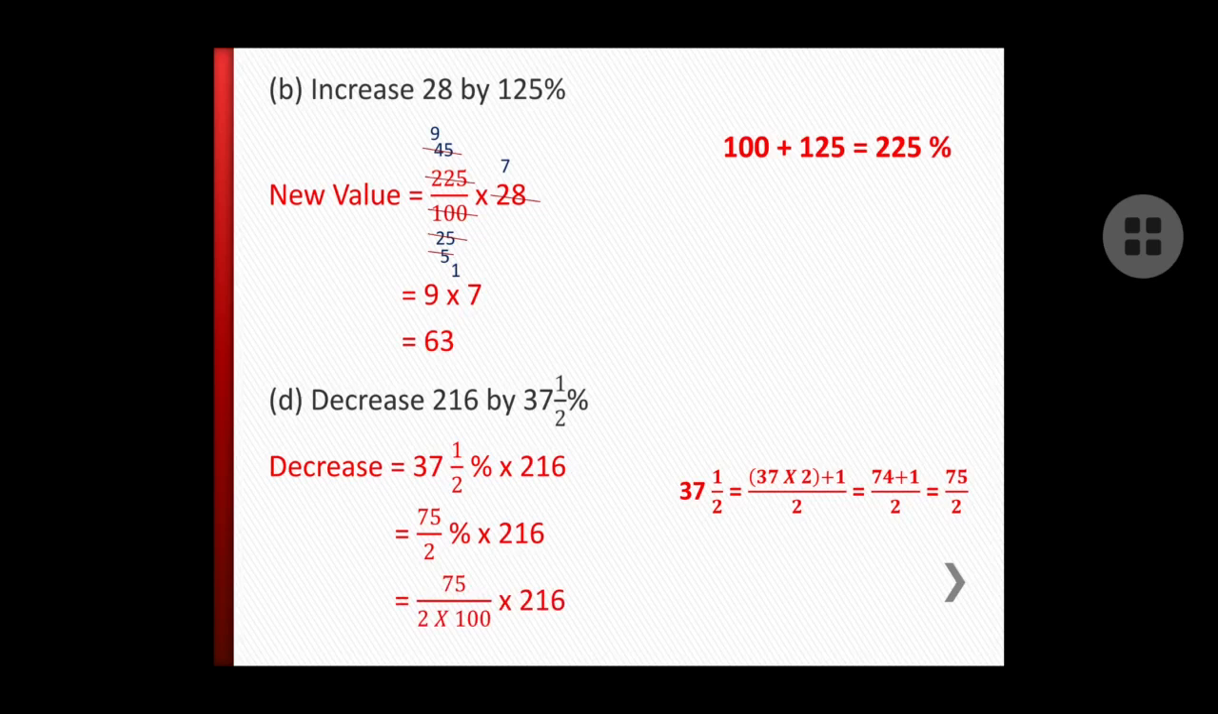So it will be like 75 by 2 into 100 into 216. Correct? Yes. So it's like 75 by 200 into 216. Now you can do the simplification method and get the answer. So first I will again cut here with 4. Okay, I am simplifying it with 4.